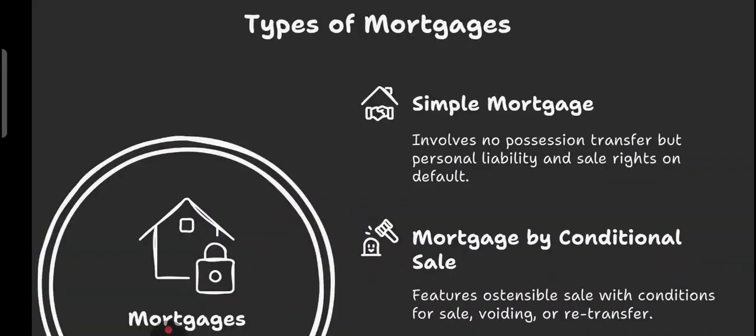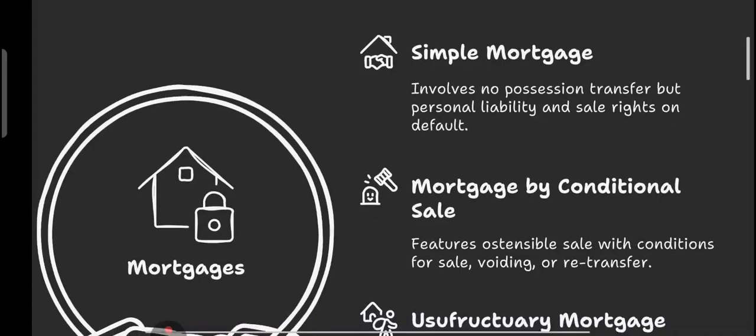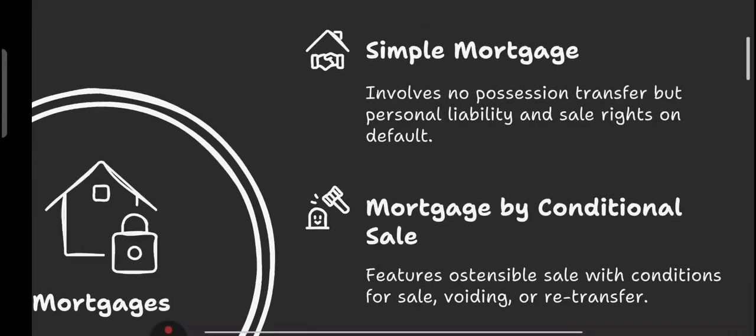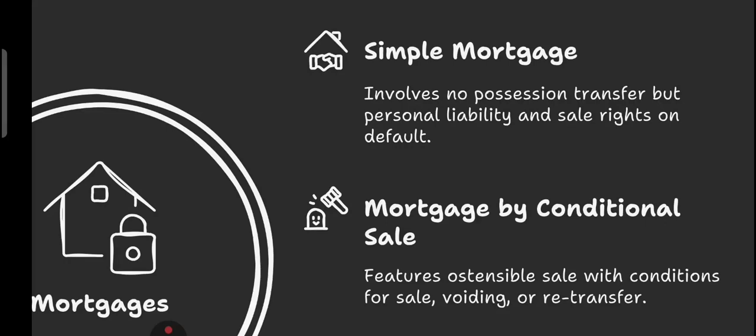Did you know that there are different types of mortgage? Let's break them down in a simple way. First of all, we have simple mortgage. What is simple mortgage? The borrower keeps the property, but if they fail to repay the loan, the lender can sell it. There is no change in possession, just a strong promise. So it is called simple mortgage.